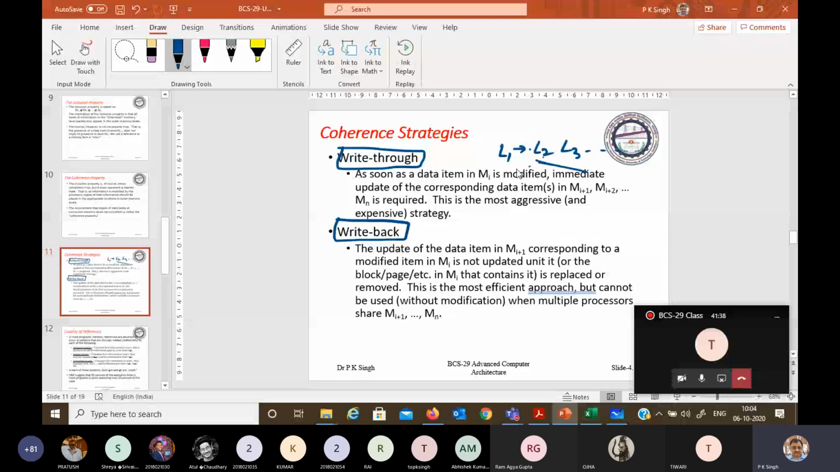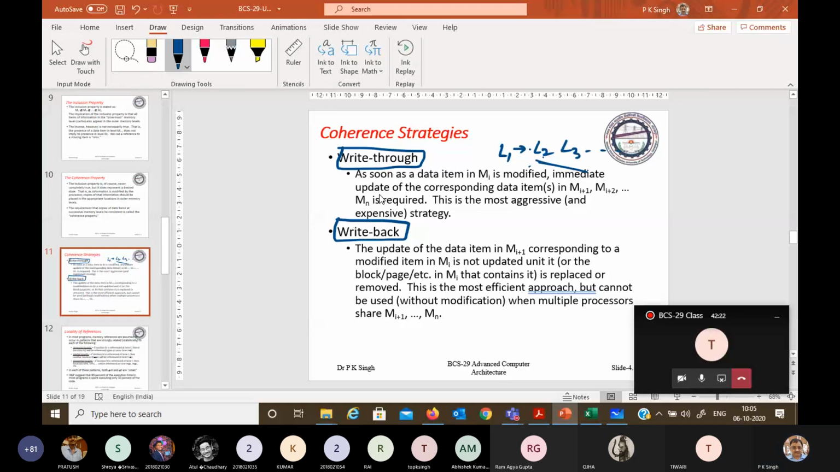So what we can do, we can make a strategy that we will do the local modification, but when we don't need that block and we have to replace that portion of the cache memory by another active portion of the main memory, then we rewrite the modified information, update the information in main memory. Okay, this is called the write back technique.